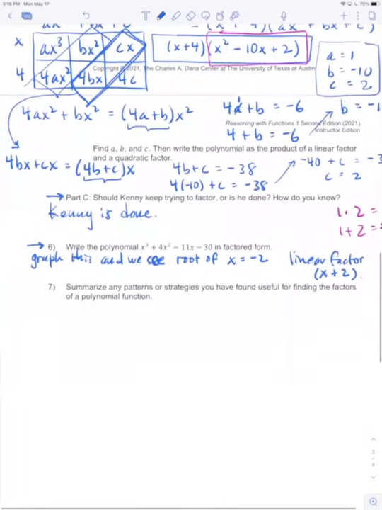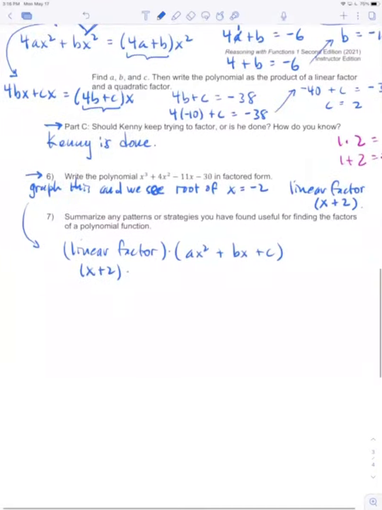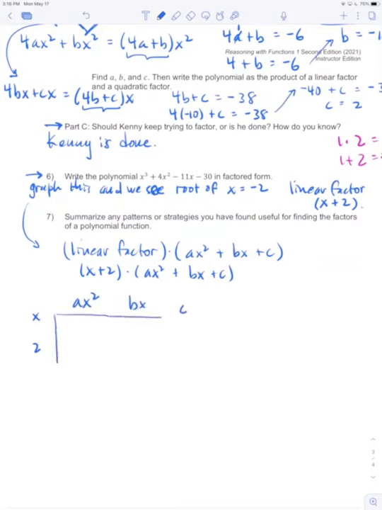So let's start there. Remember, we could write the linear factor times our ax squared plus bx plus c, our quadratic factor. I'm just going to go down here and write where number 7 is. So we're going to have x plus 2 times ax squared plus bx plus c. So let's make that box again. We have an x and a 2. We have an ax squared. We have a bx and a c. We draw our box. Once we draw the box, we'll start multiplying.